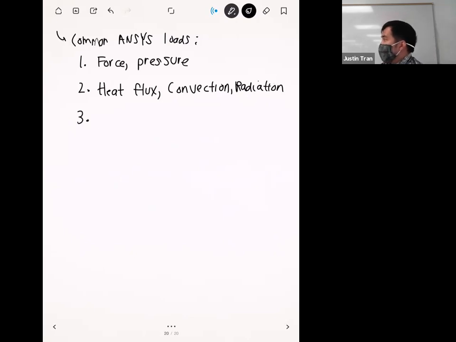Right. And some examples of load type boundary conditions in fluids would be things like pressure. Pressure, I think, is the most common one, but you can also apply things like shear stress or normal stress. Normal stress is almost like pressure. It's almost the same thing.